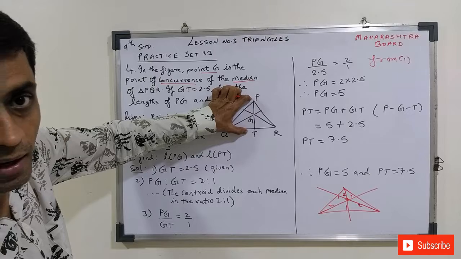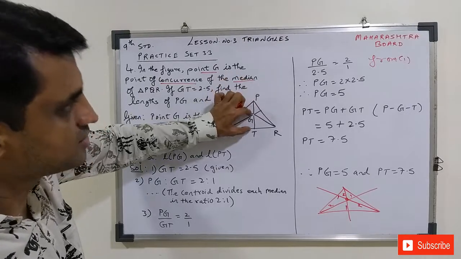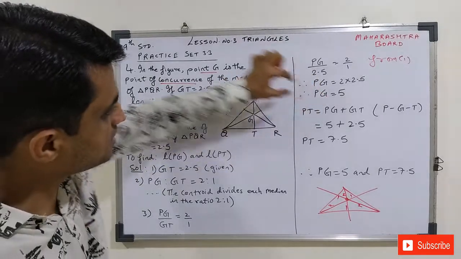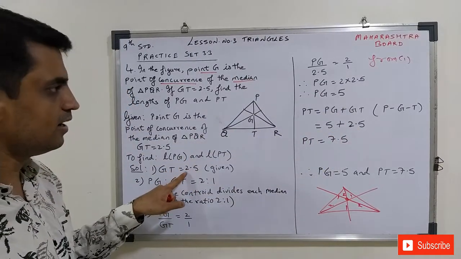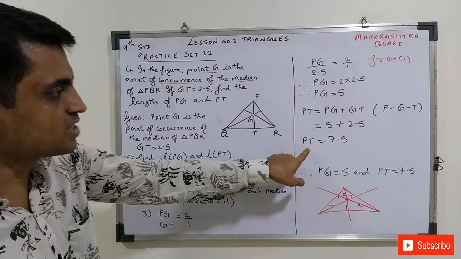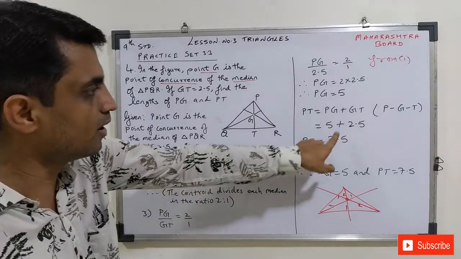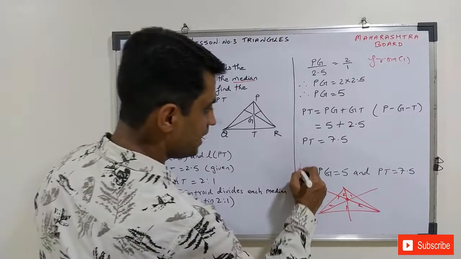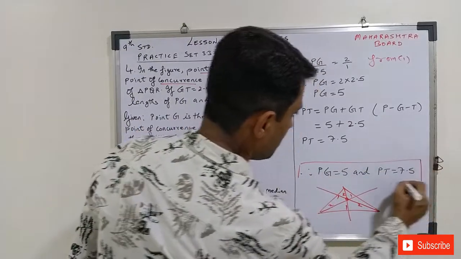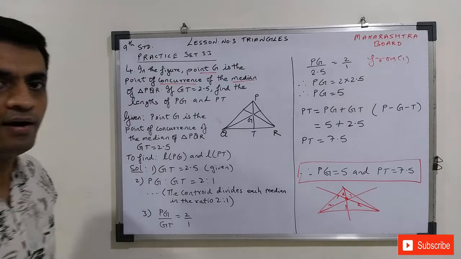Now what is PT? PT is PG plus GT. PG we know is 5, and GT we know is 2.5. So what is PT? PT will be 7.5. We added both. So the final answer: PG is 5 and PT is 7.5.